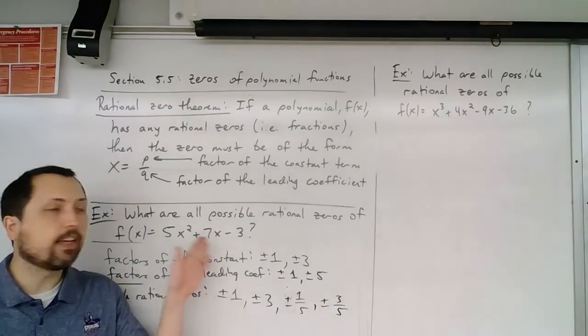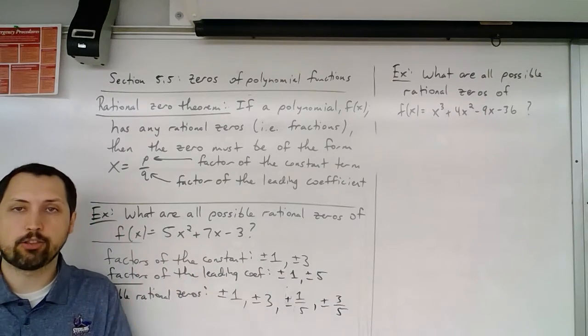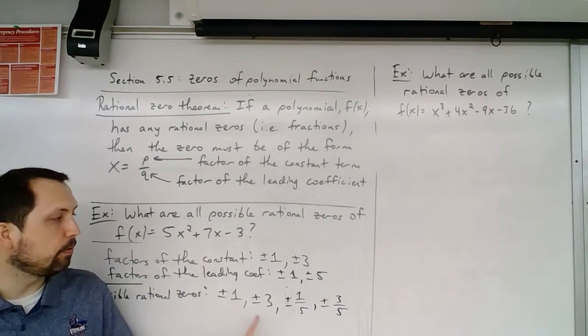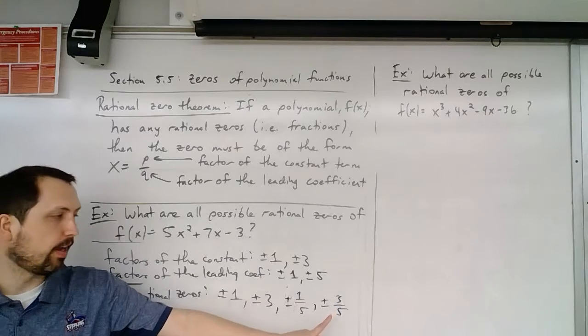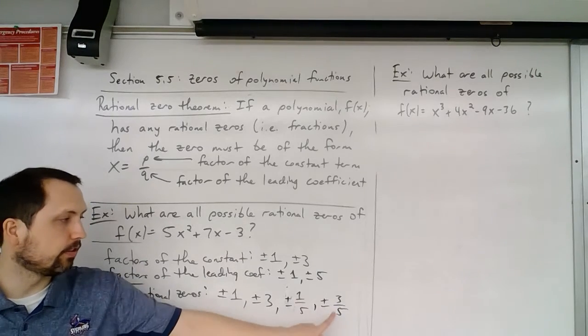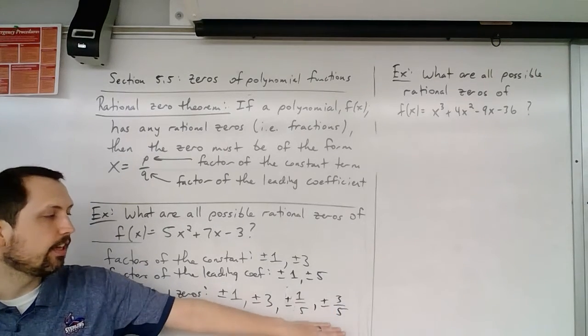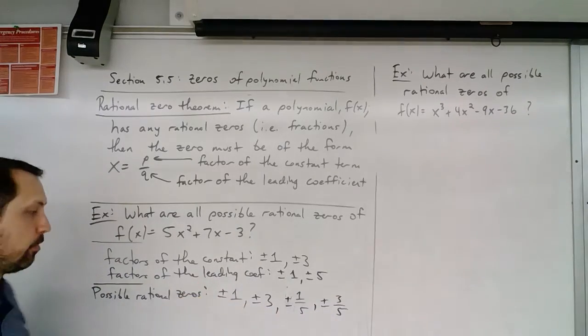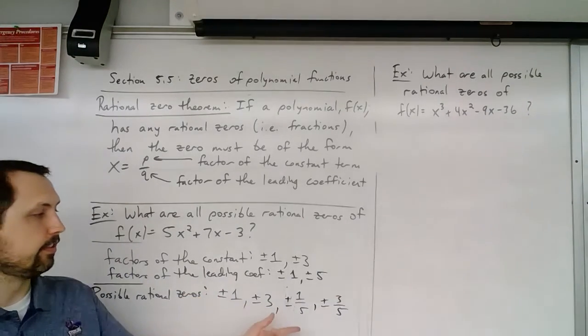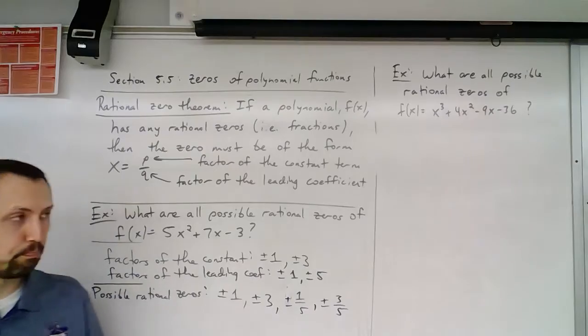So if this polynomial has any rational zeros, they must be one of these 8, right? 2 choices here, 2 choices there, 2 choices there, 2 choices there. So this is it. That's what the rational zero theorem states. This is the list of all possible rational zeros.